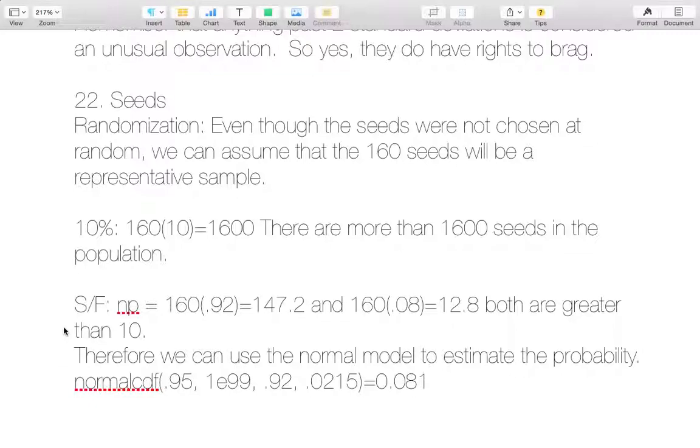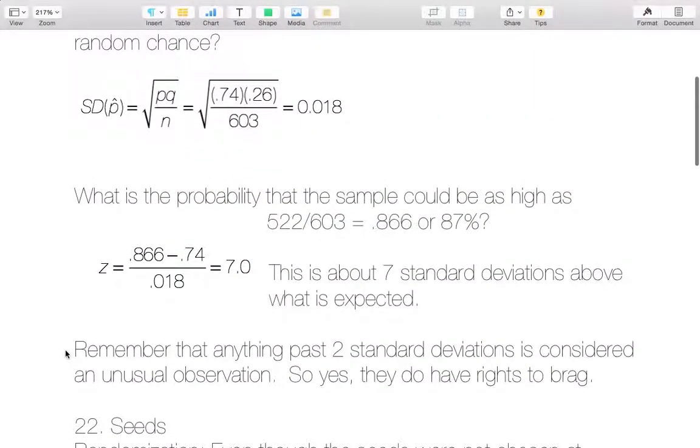And so here you can see we can use the normal model, normal CDF. We're looking to go from 95% and higher. So you have 0.95 to positive infinity with a mean of 0.92 and a standard deviation of 0.0215. Remember, this is still categorical data, so the standard deviation we calculated would still be just like the one we calculated from above in this formula.